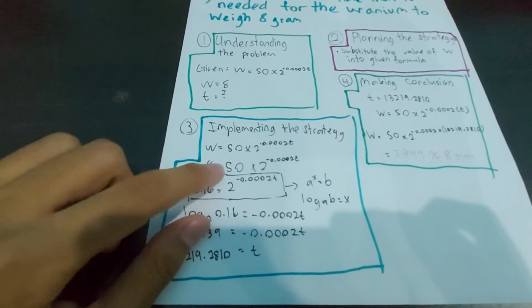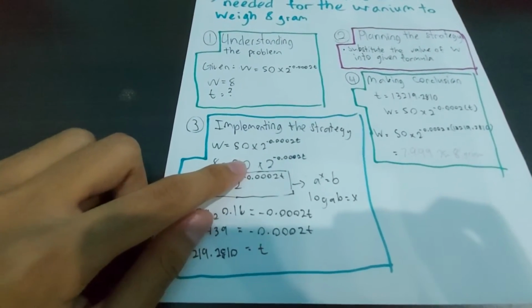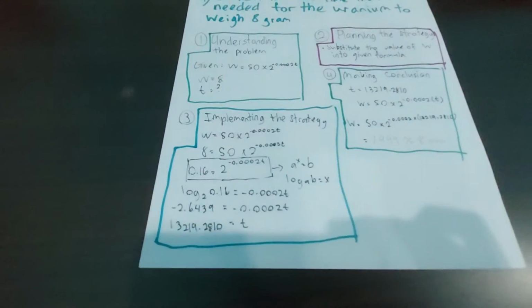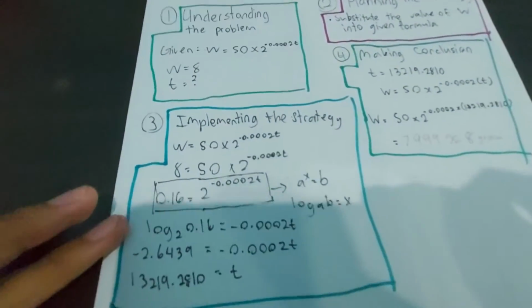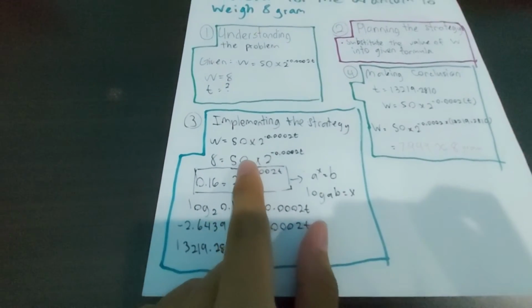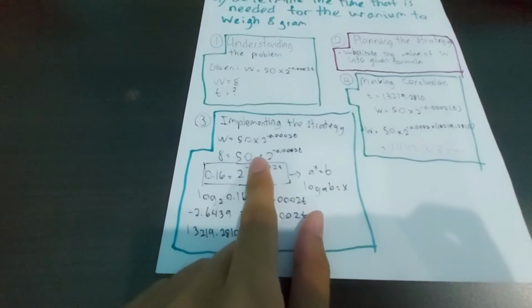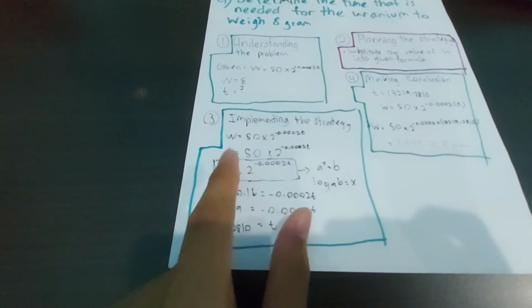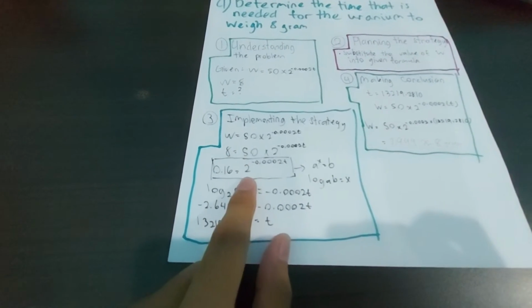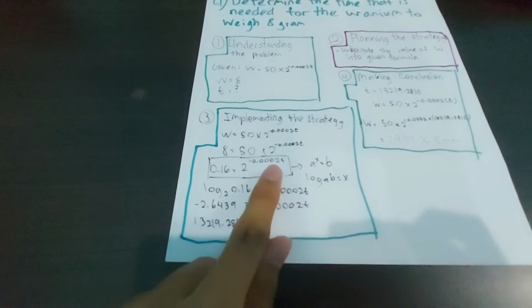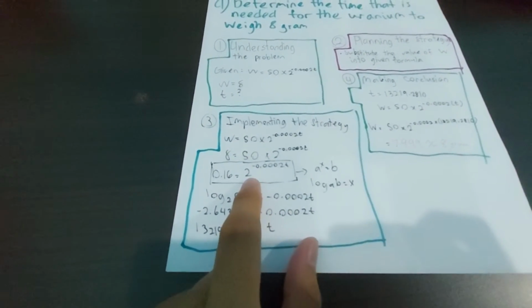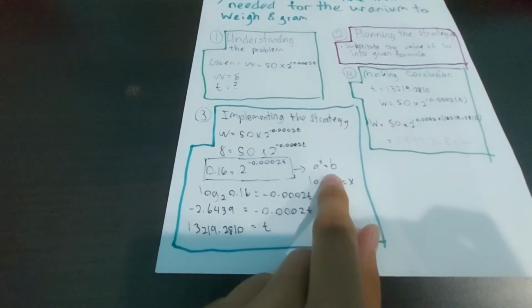We've got 8 equal to 50 times 2 to the power of negative 0.002 T. To solve this, simply divide 50 on both sides, and we get 0.16 equal to 2 to the power of negative 0.002 T. Notice that this is in the form of a^x equal to b.